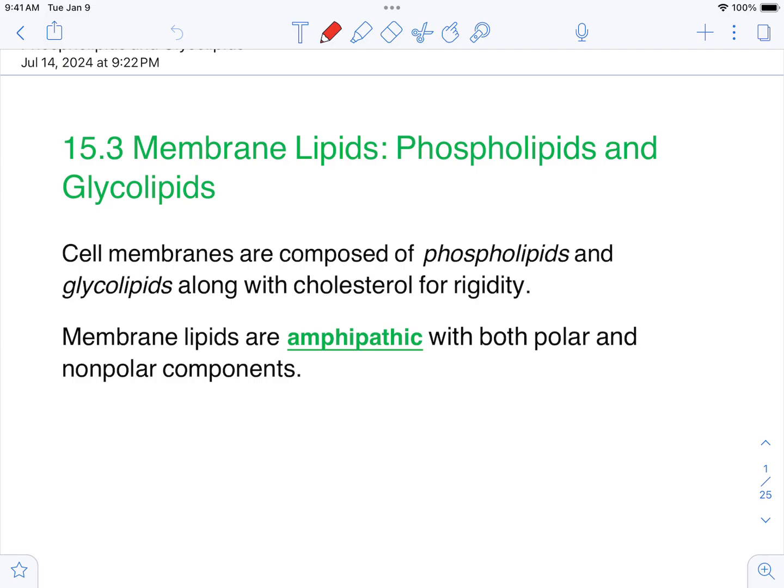This video is on membrane lipids. Cell membranes are composed of phospholipids and glycolipids, along with cholesterol for rigidity. Membrane lipids are called amphipathic, which means they have polar and nonpolar components. We will see that they have a polar head and usually two nonpolar tails that go along with it.